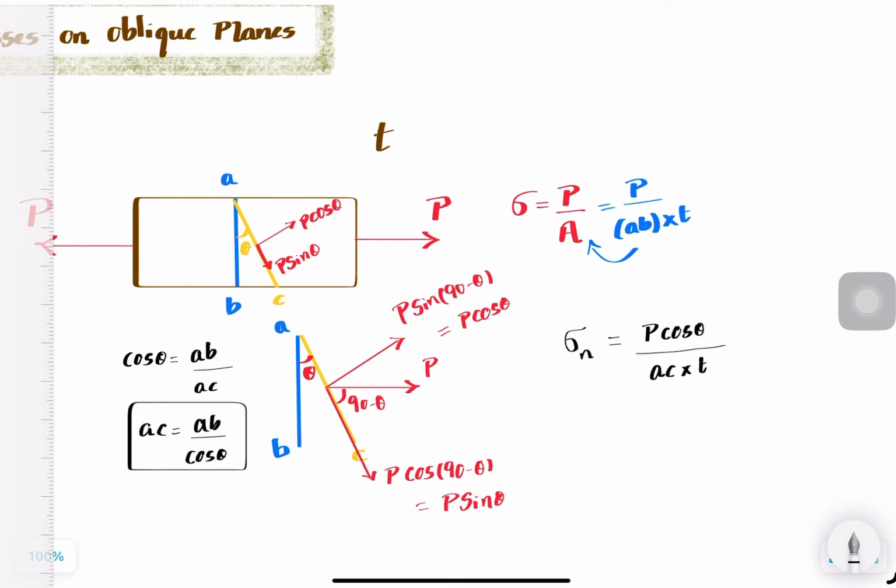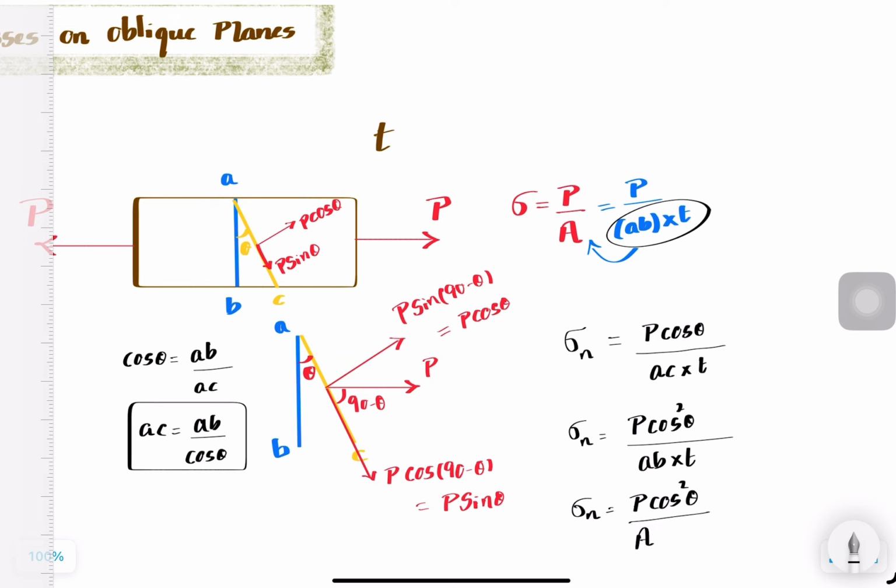Hope that works. Mathematics is just like moving objects. All I have to do is take this value of AC and substitute it here. So the normal stress is equal to P cos theta divided by AC, which is AB divided by cos theta. I can take this cos theta to the numerator. It becomes cos squared theta, over AB into thickness. We already know AB into T is the cross-sectional area. So in the next step, the normal stress is P cos squared theta divided by A.